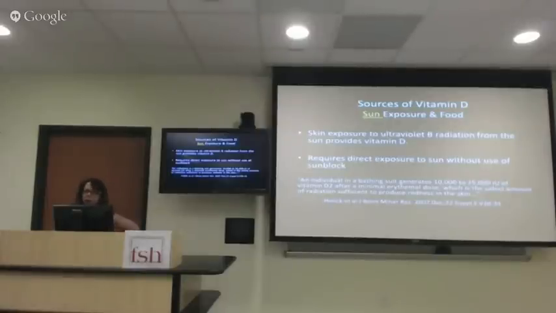So skin exposure to ultraviolet radiation provides vitamin D, but it requires that you don't have any sunblock on or you're not wearing clothing. It really has to be direct exposure to the skin. So too much is probably not a good thing. From this paper, an individual in a bathing suit generates 10 to 25,000 international units of vitamin D after a minimal dose, which is the safest amount of radiation to produce redness in the skin, an erythemal dose. So my interpretation of this is don't get red, so maybe 15, 20 minutes when it's sunny out. But of course, you have to use caution.